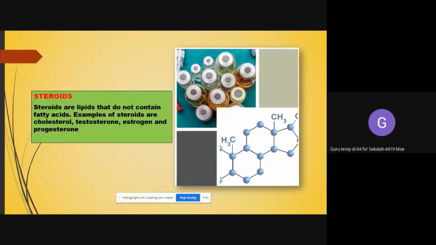Next, steroids. Steroids are lipids that do not contain fatty acid. The body makes steroids naturally to support such functions as fighting stress and promoting growth and development. But some people use steroid pills, gels, cream or injections because they think steroids can improve their sports performance or the way they look.